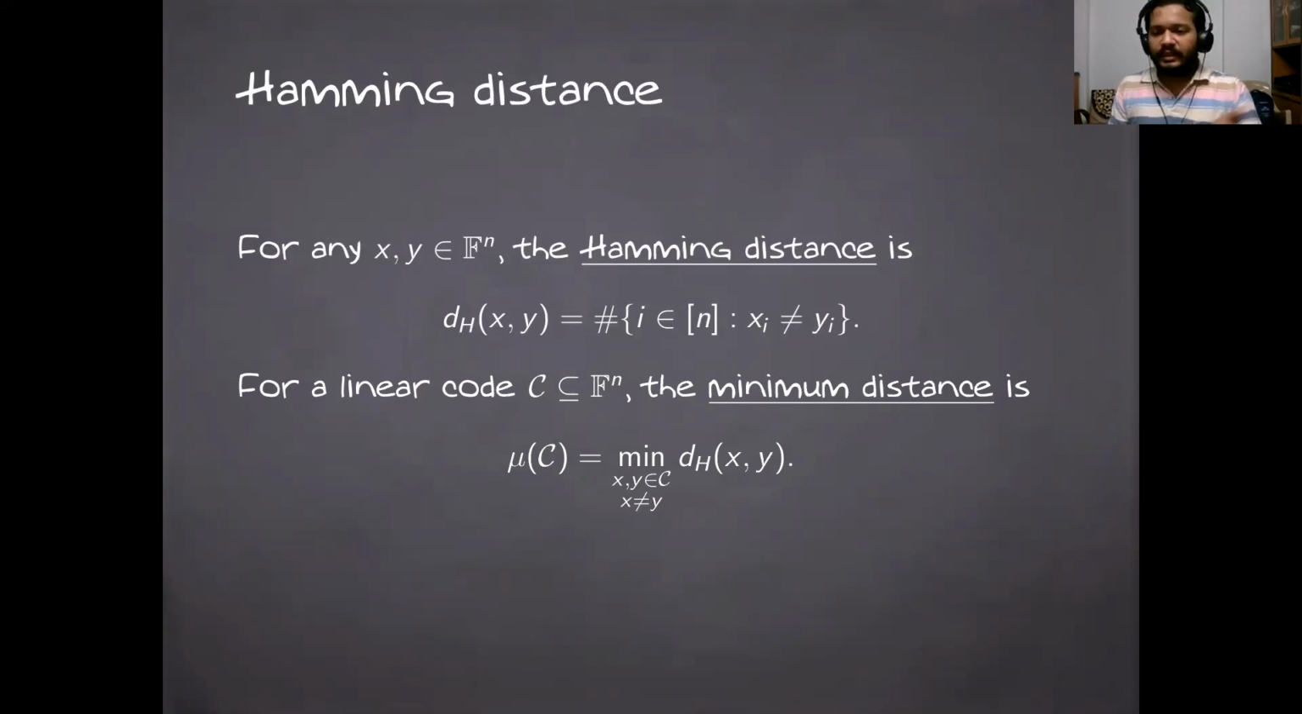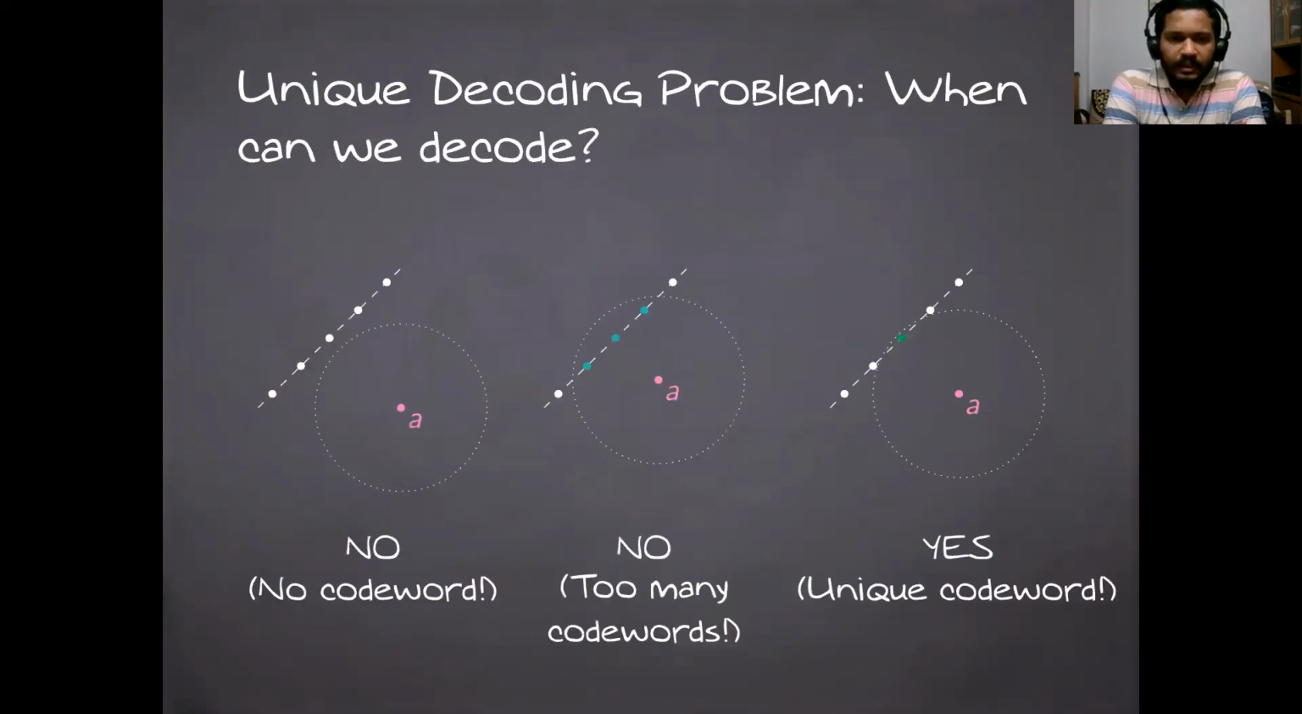So that turns out to be a very important parameter when it comes to linear codes. We call that the minimum distance. Here I've defined it as mu of C, which is just the minimum positive distance value that the distance function takes when you vary across pairs of elements in the linear code. And this is more or less the single most important parameter when it comes to the problem of unique decoding.